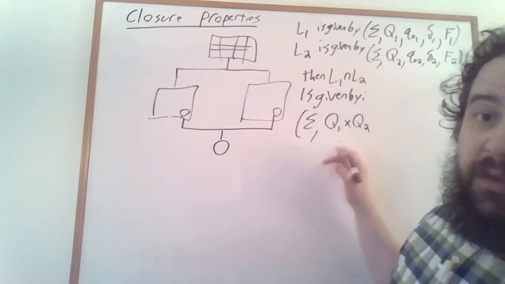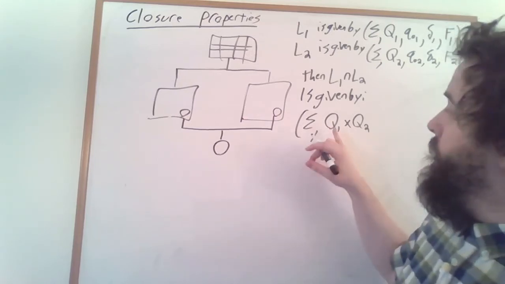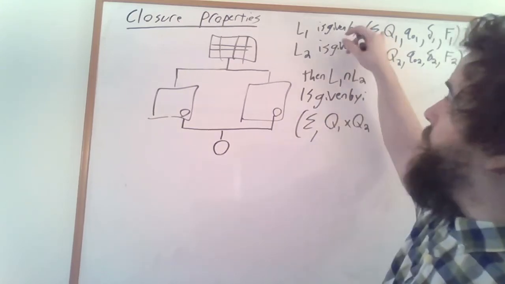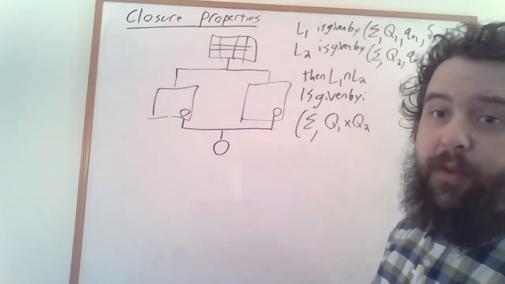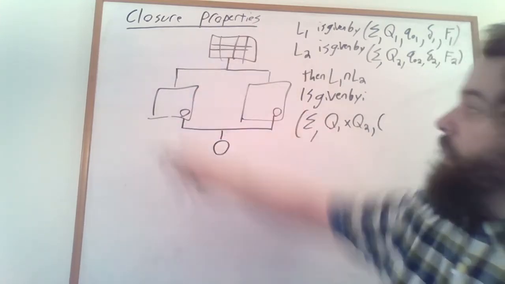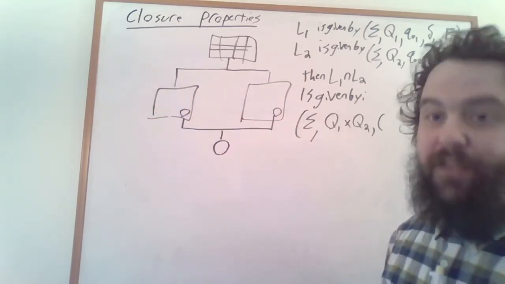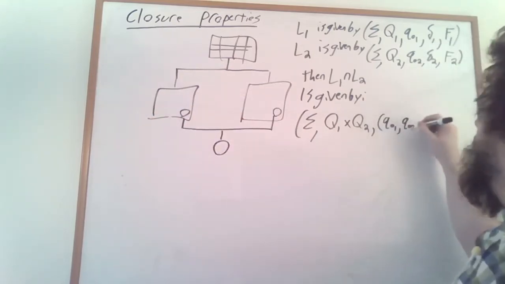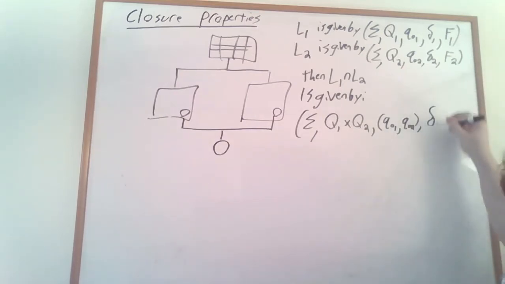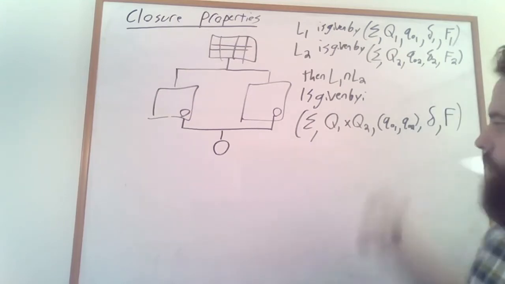So here I use the Cartesian cross product notation to just indicate the set of all pairs of one state from Q1 and one state from Q2. One state of our first machine and one state from our second machine. And the start state of this system is going to be the start state of the first machine, comma, the start state of the second machine. And then I will define on a separate line the transition function and the set of final states, because I've run out of room.